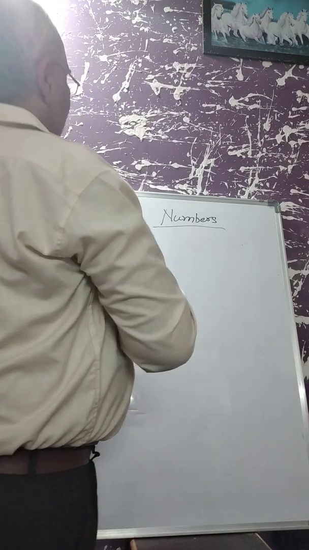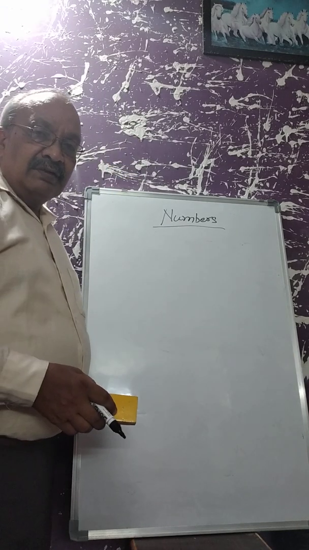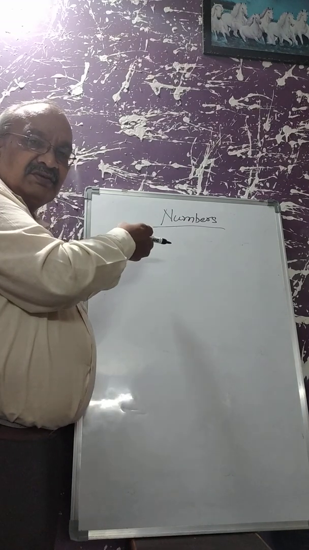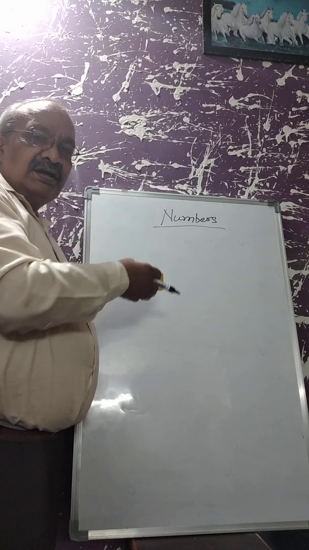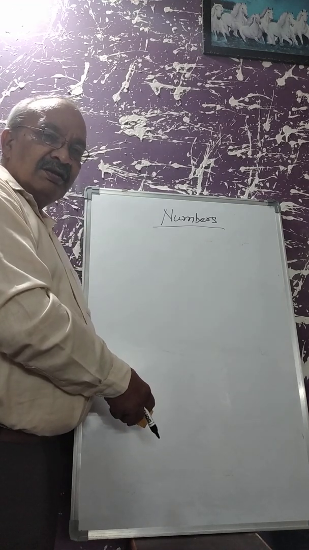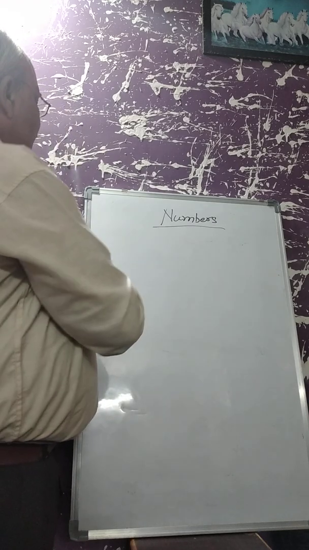So 4 digit number is also clear. In this way, any number of digits you can find out, and the number starting with 1 will be the lowest number, and the number starting with 9 will be the greatest number.